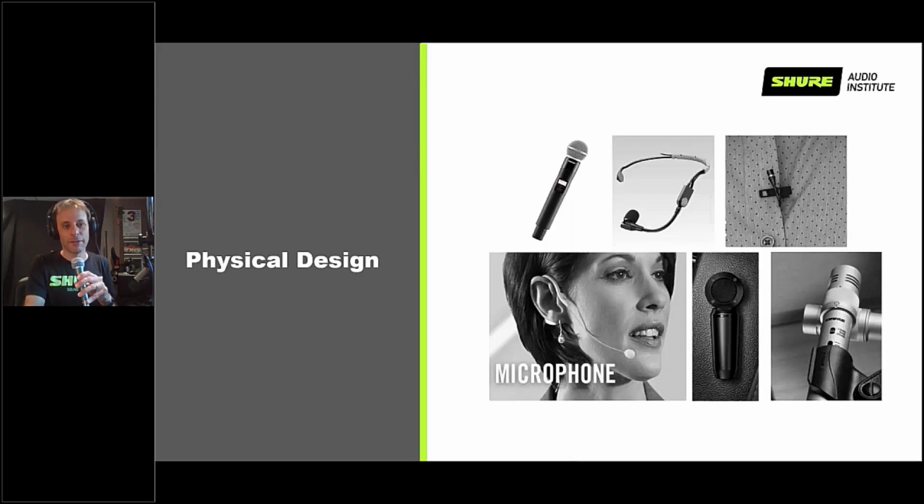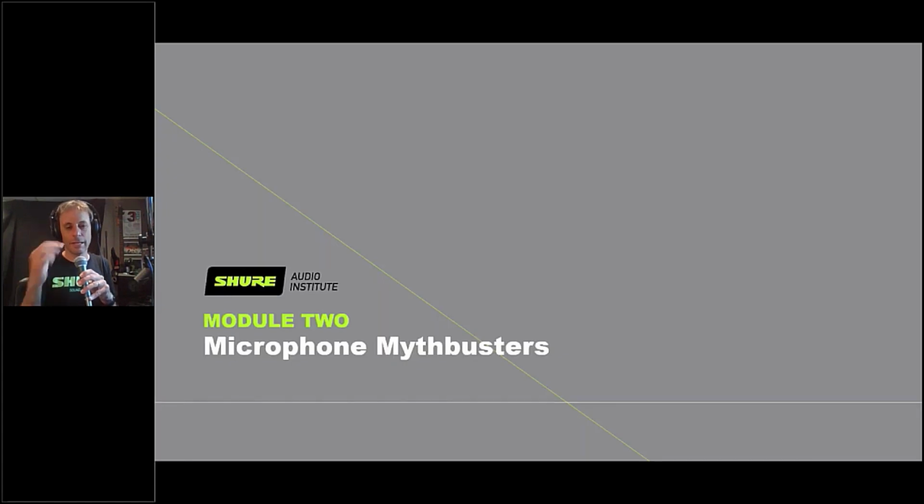And of course, don't forget about the physical design of the microphone. Microphones come in all different shapes and sizes for all different applications. Handheld, lavalier, headset, side address, end address. There's endless physical variations, and there's no right answers. There's just pros and cons to each, which we'll discuss when we get into the application section.